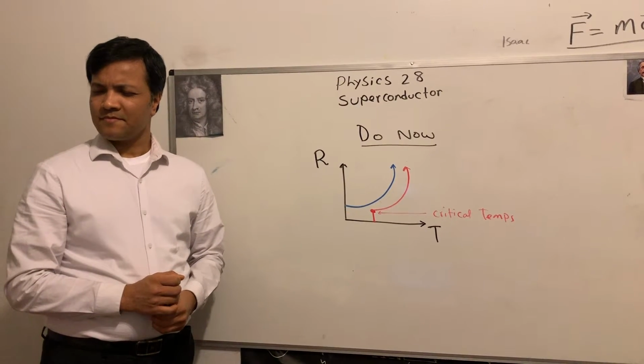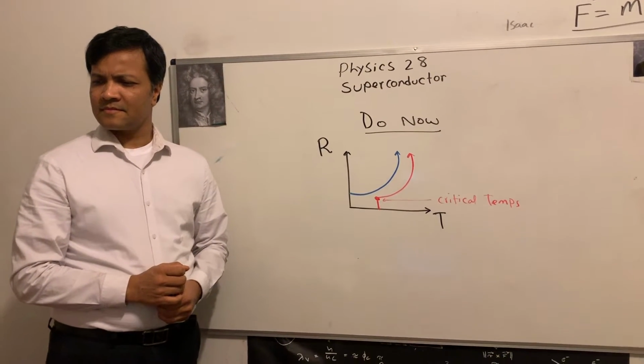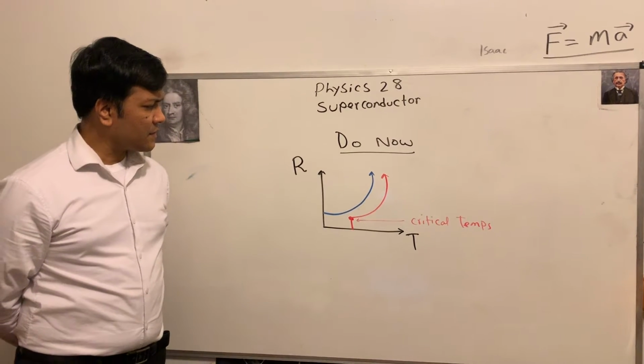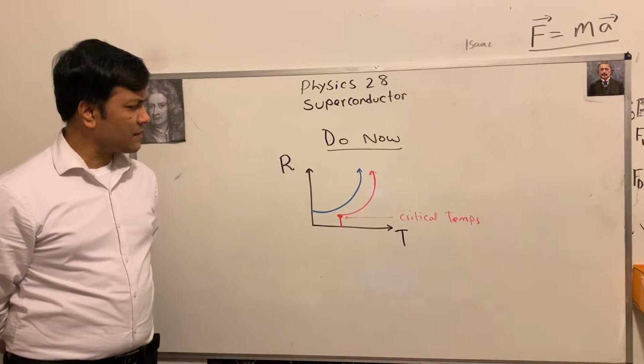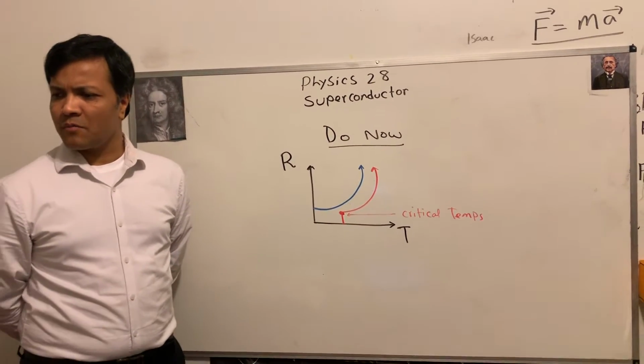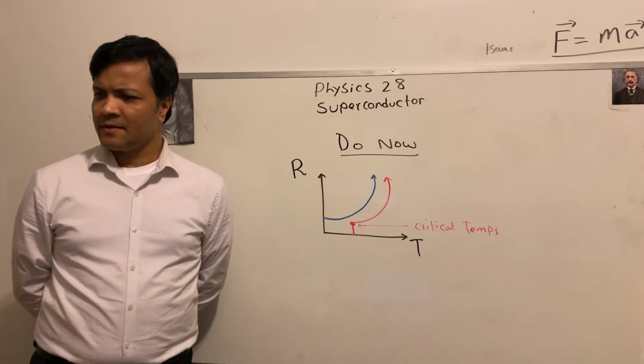Based on what I know and what the graph shows me, I think it's a superconductor. Which one is the superconductor? The blue one? The red. I'm just guessing. I think it's blue. Okay, so you think it's red. Raise your hand for blue. Raise your hand for red. Okay.